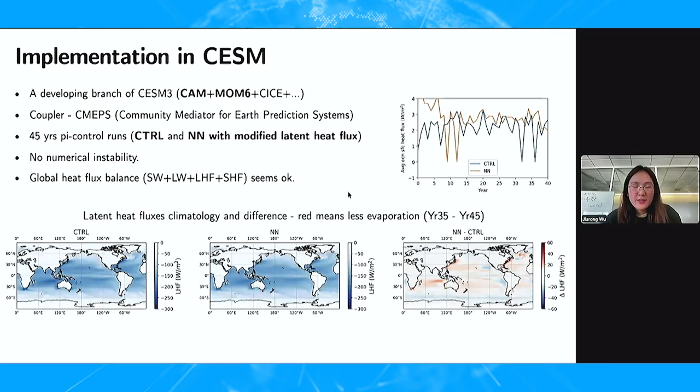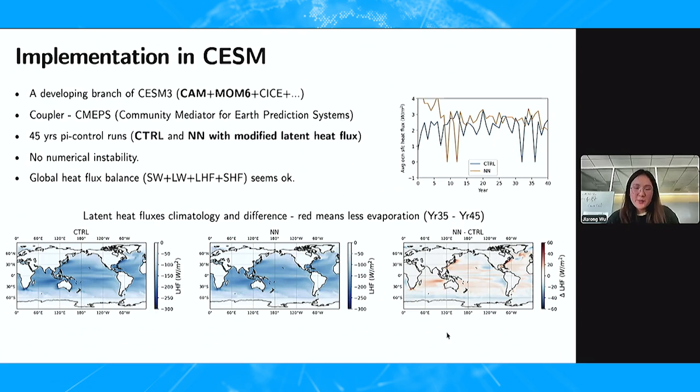And I've checked the global heat flux balance. So this is over the 40-year run. If I integrate shortwave radiation plus longwave radiation plus latent and sensible heat across the ocean surface, the exact numbers here are subject to further scrutiny, but I think the main idea is that in both the control and neural network, we see a similar level of imbalance. And it seems to have stabilized after maybe 10 years.